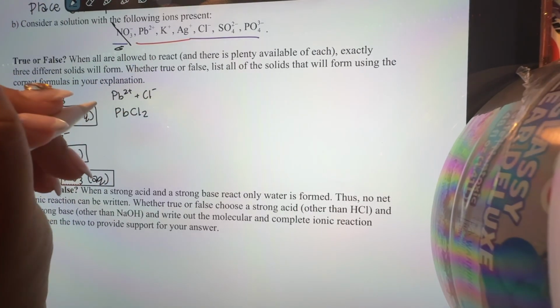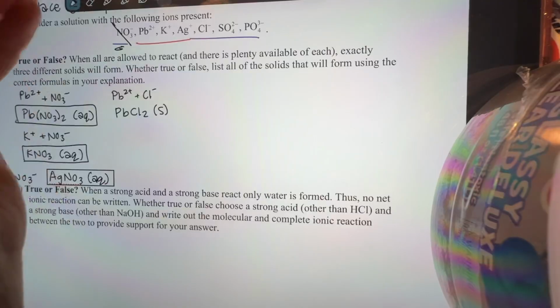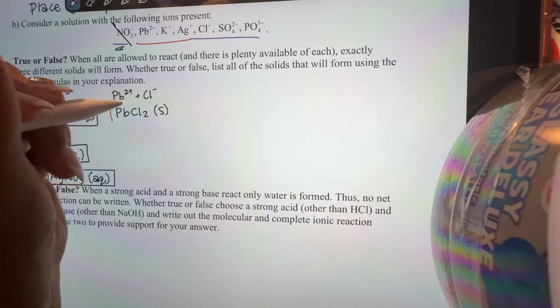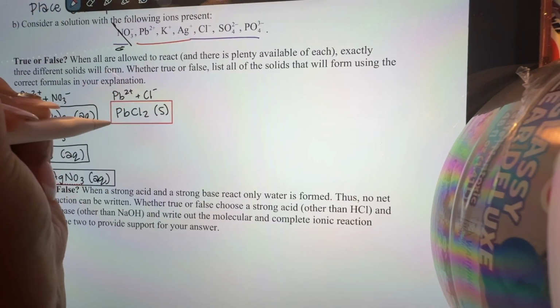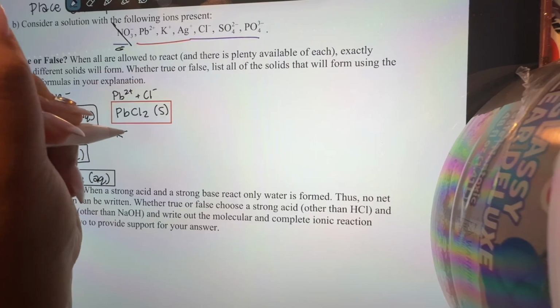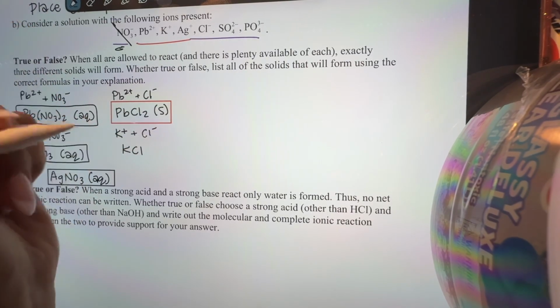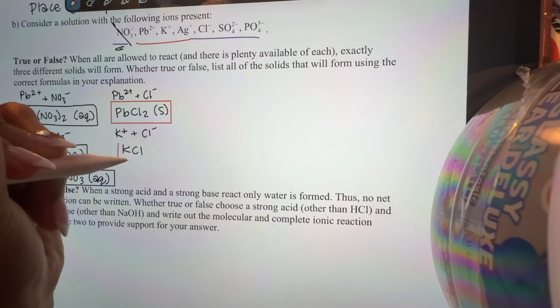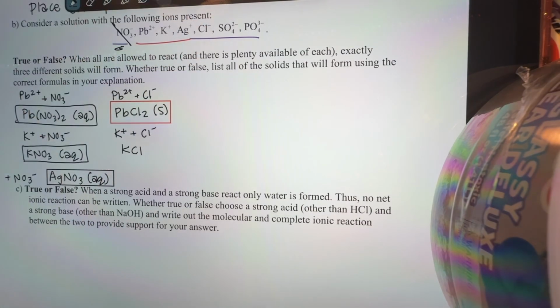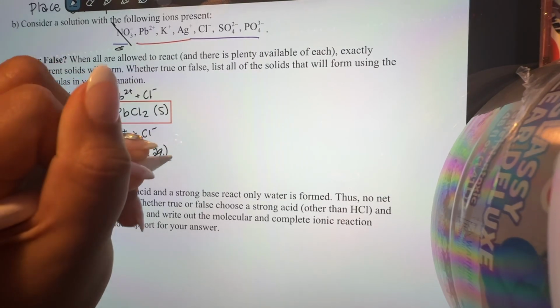Now, in the chlorides, I'm pretty sure lead, or Pb, was one of the exceptions. So I'm going to go ahead and classify this as solid, and this is going to be in red. It's the first solid we've found so far. Let's keep going. Potassium plus chloride, K plus Cl minus gives you KCl. And I don't think that was an exception, so that's still just going to be soluble. It's going to be aqueous.